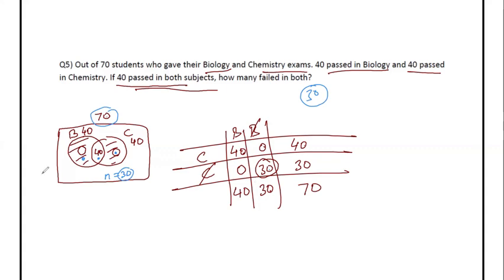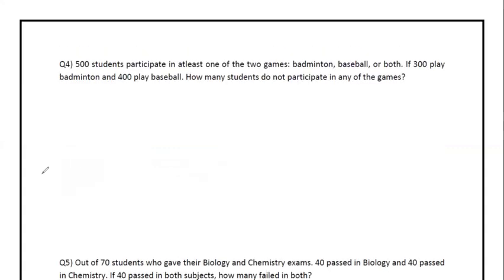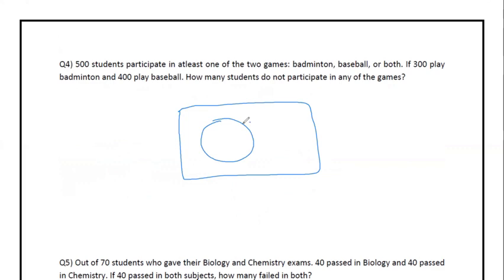Okay. Moving on to question 4 using Venn diagrams. So if I were to use Venn diagrams, I'll have my circle of badminton and baseball. So badminton A and baseball B, and 500 outside. Now, if 300 play badminton, 400 play baseball, how many students do not participate in any of the games?